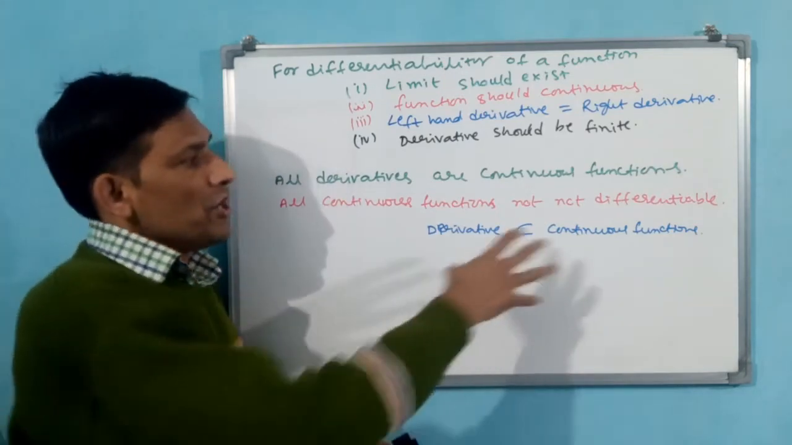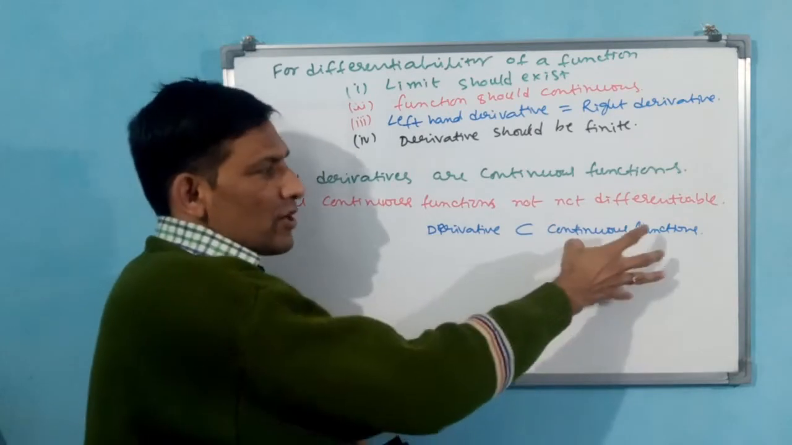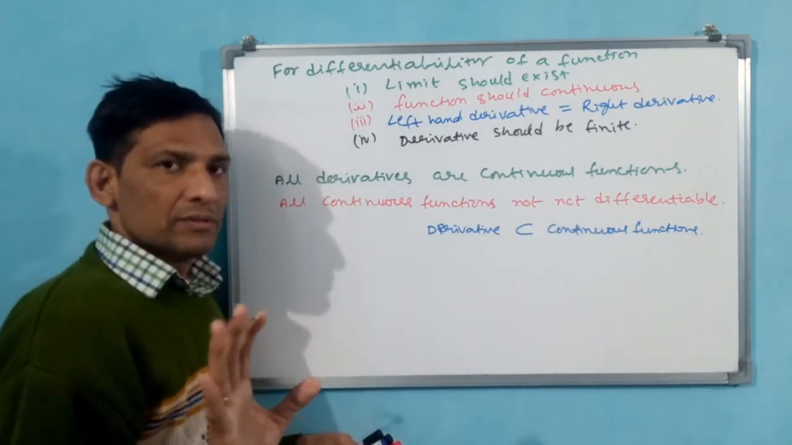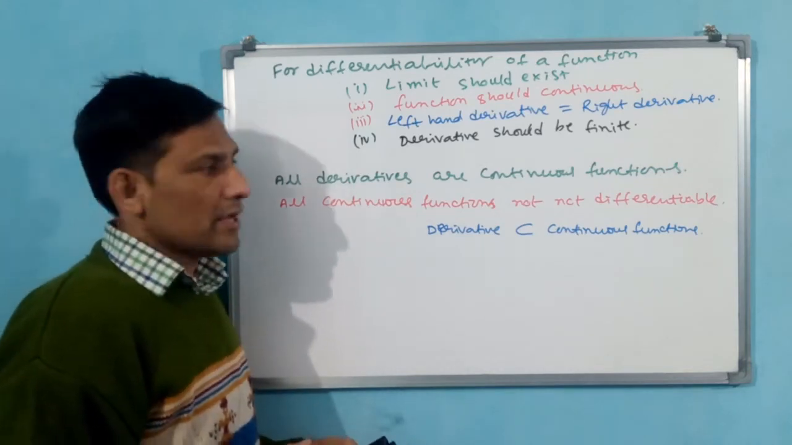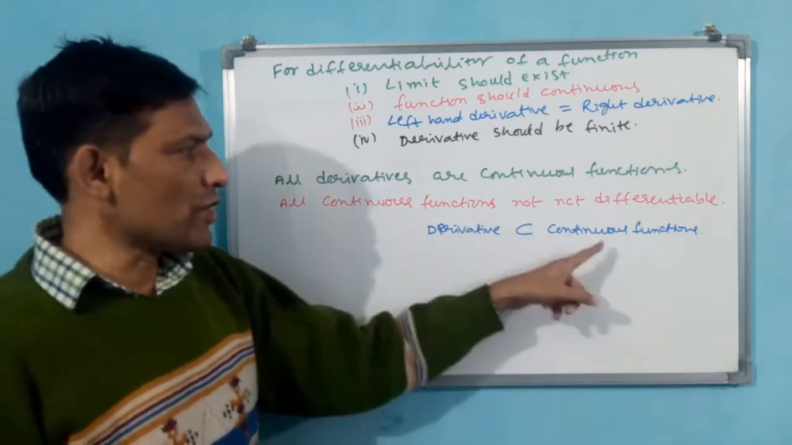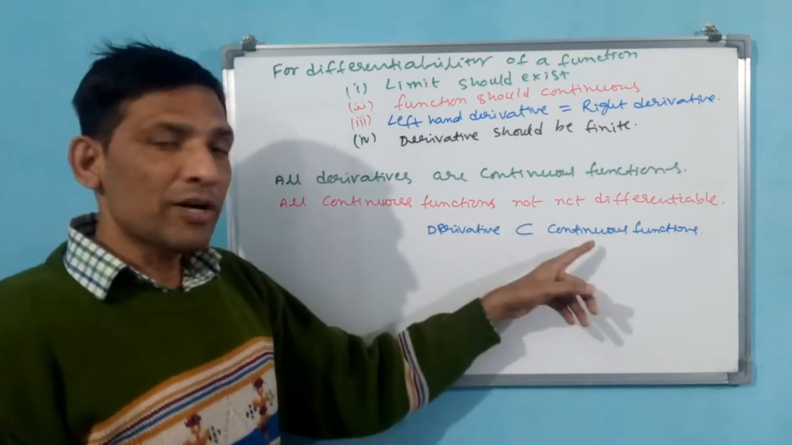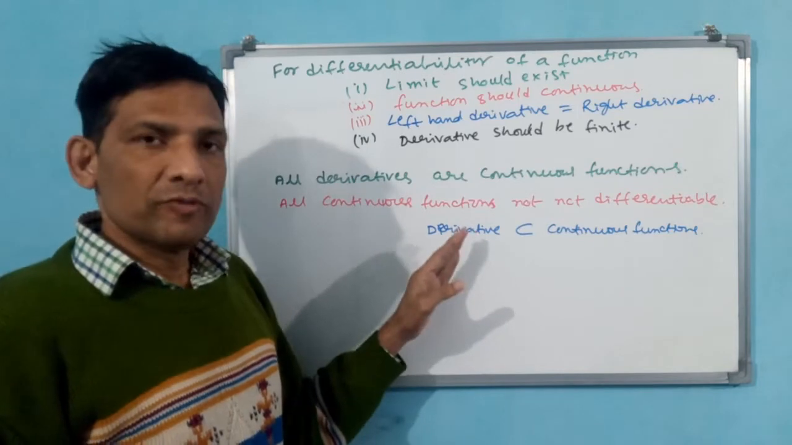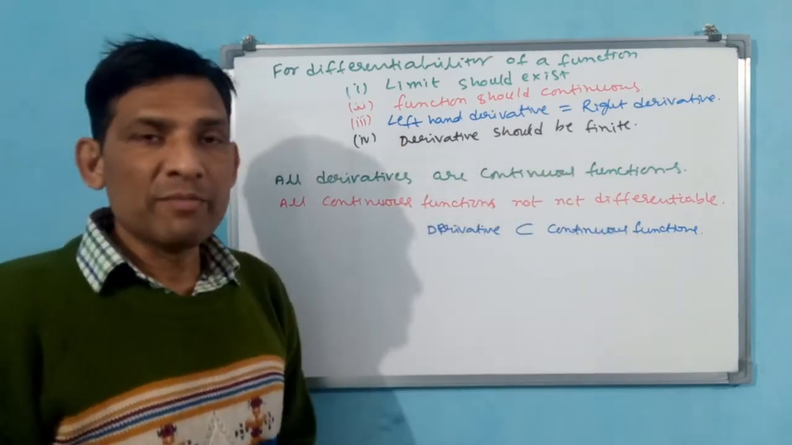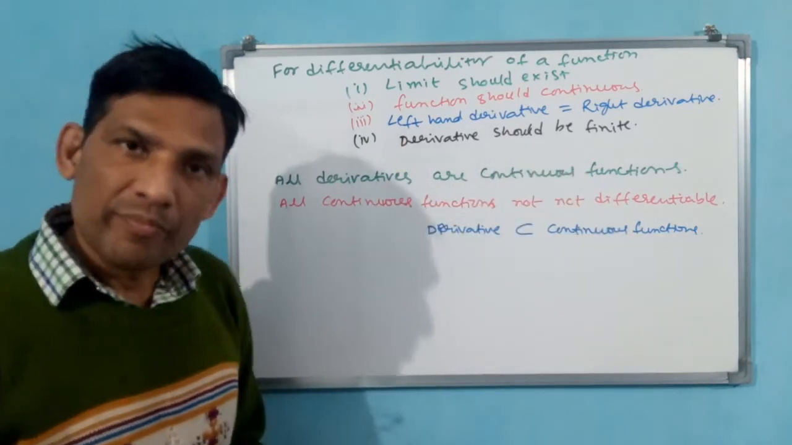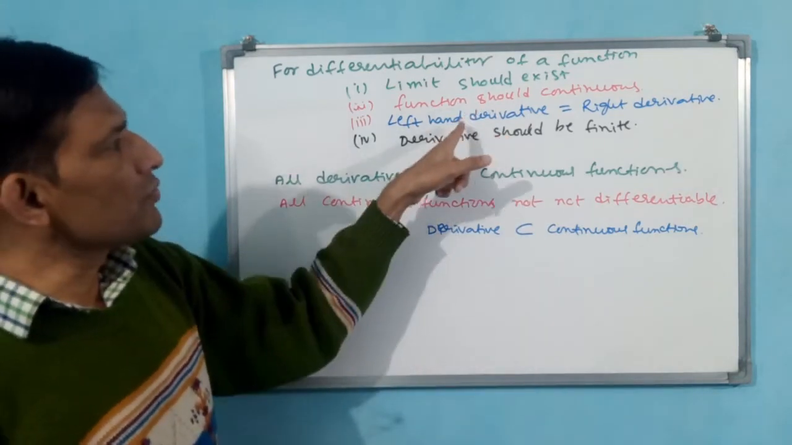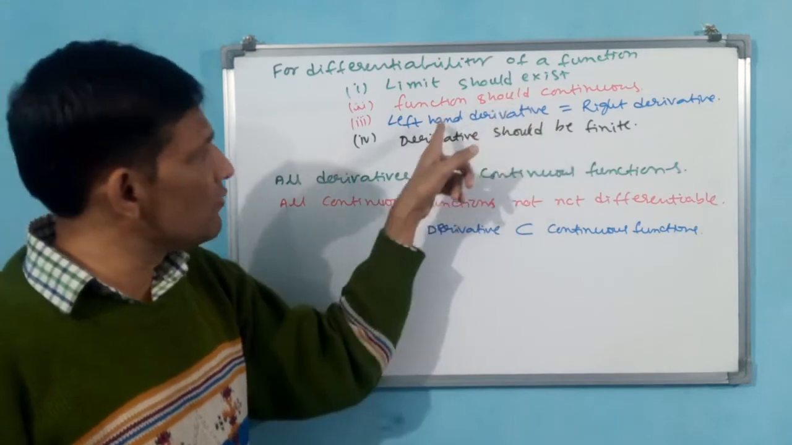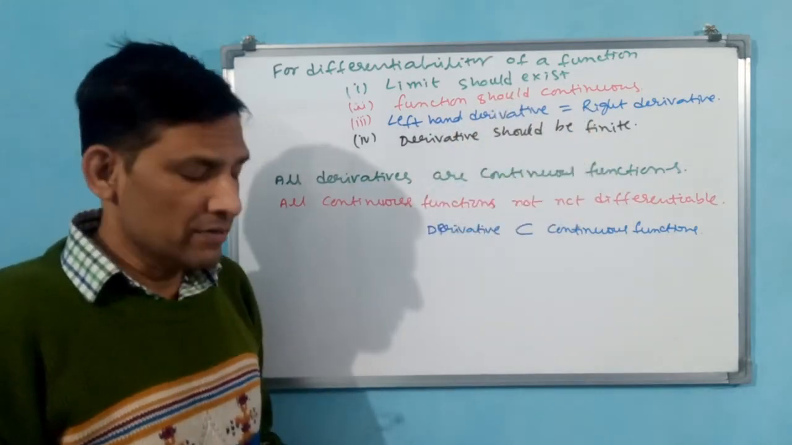That means, in continuous functions, some are differentiable. Not all are differentiable. For a derivative, the function should be continuous, but all continuous functions are not differentiable. Conditions are there: the left hand limit and right hand limit should match, then only. That is why after continuous function I have written left hand derivative and right hand derivative. You see here, the function should be continuous. Then you will check left hand derivative and right hand derivative.